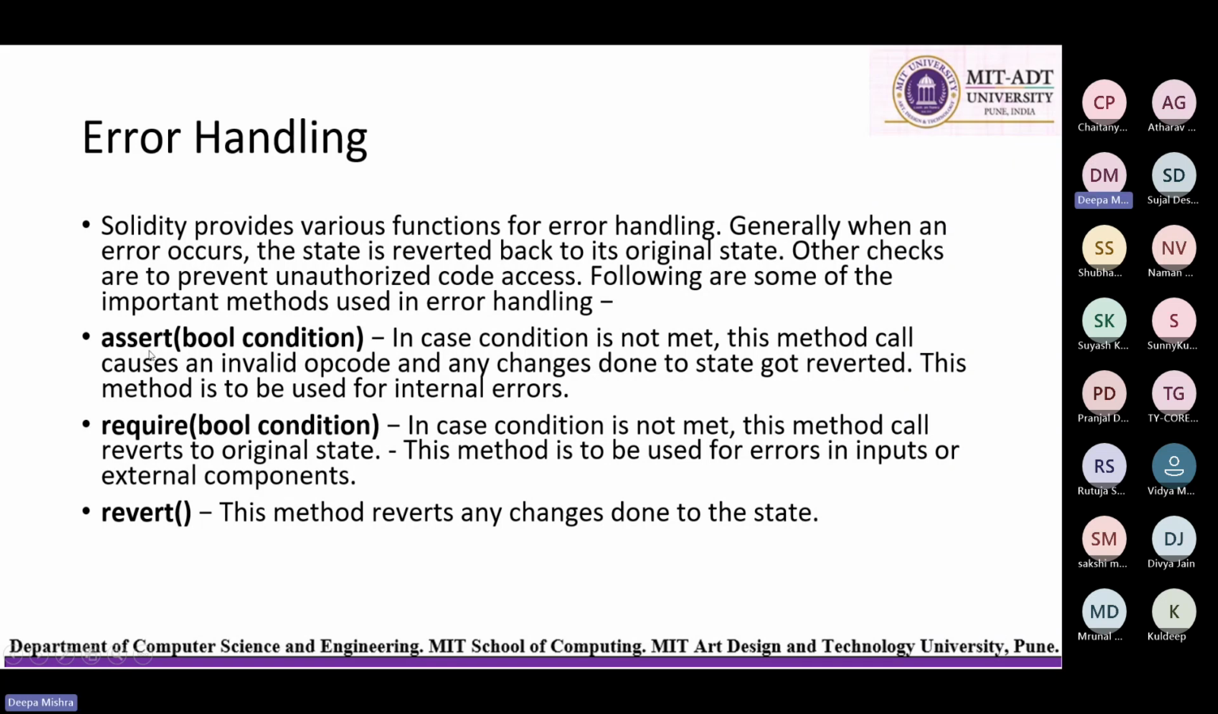Next is require. Assert and require, the syntax resembles a lot, so mostly they are the same. But there's a major difference between assert and require that we are going to see through a code example. If you're using require for error handling and the condition that you write is not satisfied, this method reverts to the original or previous state. This is mostly used for errors in inputs or external components. Whenever there's an external interaction with the contract, require is used.